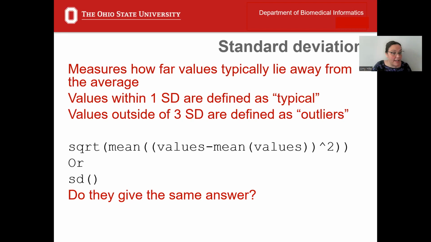So we can calculate that using this SD function, or we can do it by hand with the square root of the mean of the values minus the mean of the values, squared. So you've got to get all those parentheses right. They give basically the same answer, but there are some differences in handling decimal points throughout all of these processes, and so they're going to be very slightly different. It's good practice to just use SD because it's built in and it handles all of those decimal places.